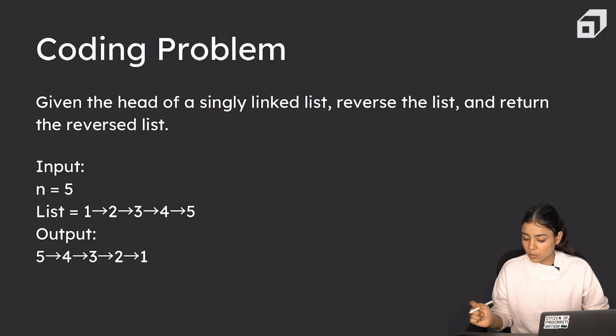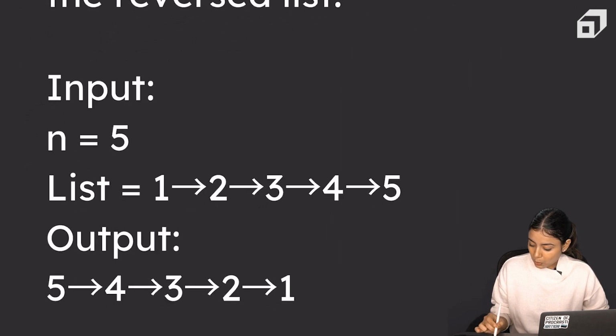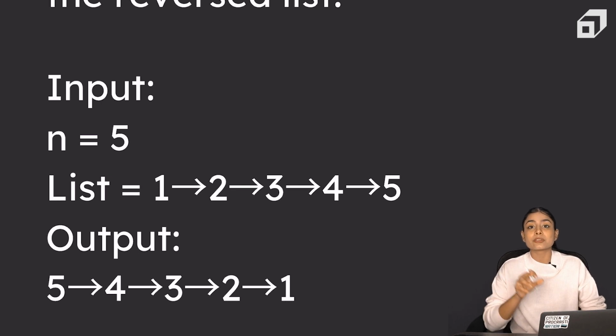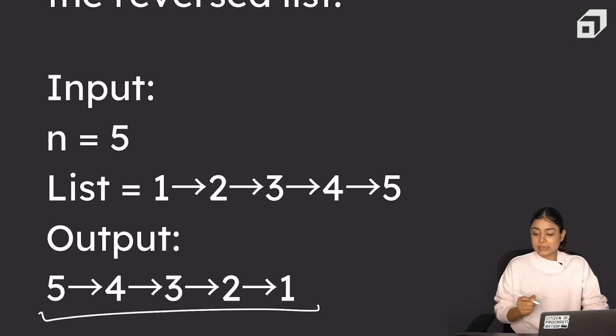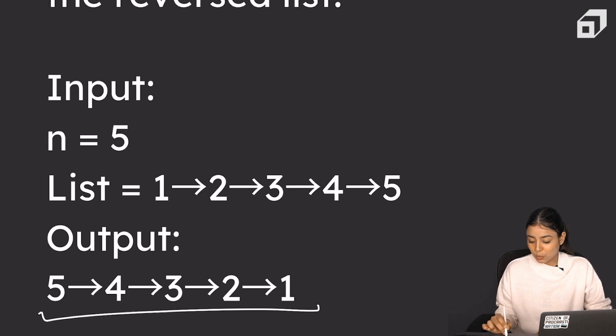Our next question would be reversing a linked list. So if this is the linked list that is given to us, we have to reverse it. Not just print the reversed list, but actually reverse the links of my list. That means the list that should come out should look like this. This is the reverse link, where you'll see now 5 is pointing to 4, 4 is pointing to 3, 3 is pointing to 2, and 2 is pointing to 1.